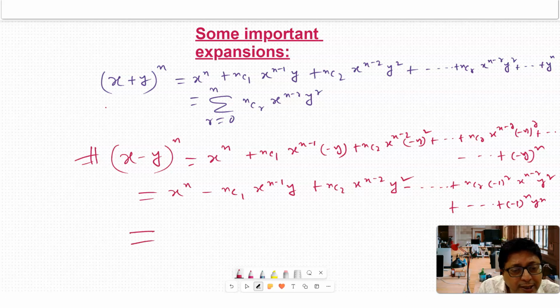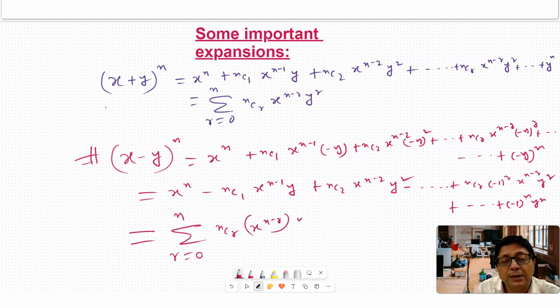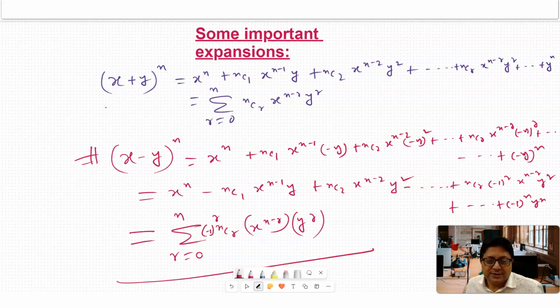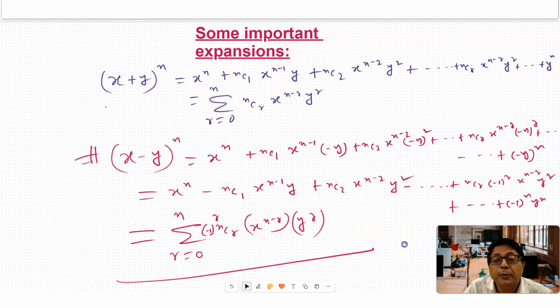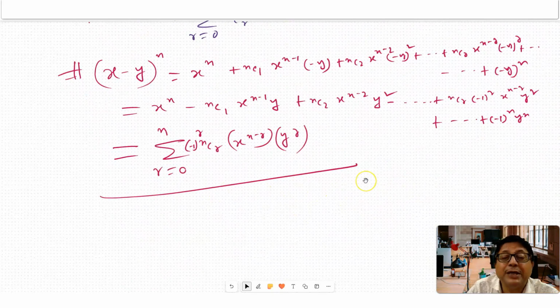So here we can write this as sigma r equal to 0 to n, nCr x to the power n minus r y to the power r, with minus 1 to the power r written in the beginning. If you just write minus 1 to the power r in the beginning, then it's alright. So this expansion is possible. Alternate plus minus will come, and with the symbol sigma, we can write this.